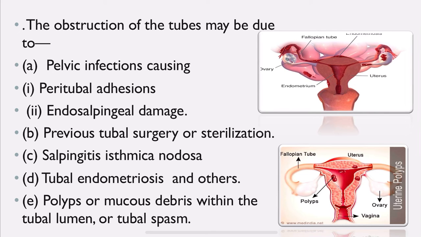Let's summarize. What are they? The pelvic infection, which is causing the peritubal adhesion, and the endosalpingeal damage. Previous tubal surgery, they have undergone some tubal surgery. Salpingitis isthmica nodosa, we saw it is just a small nodule-like thing which is found in the isthmic portion of the fallopian tube. Then tubal endometriosis, polyps and mucus debris. These are the tubal factors.